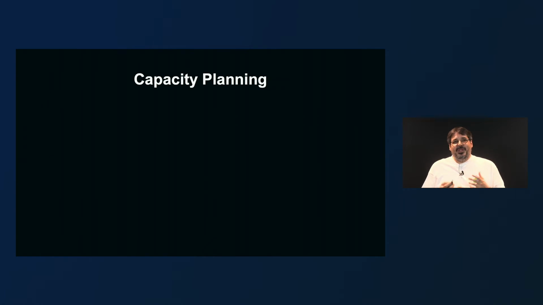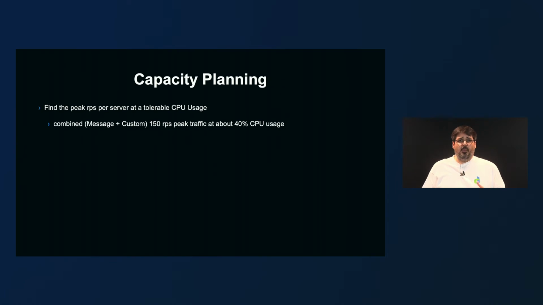So we couldn't really make very precise calculations in this regard. So we started by defining what we could consider a comfortable traffic peak. For example, we decided that we wanted each server to handle a peak traffic of 150 requests per second combined, meaning both custom and message sticker products, at about 40% of the CPU usage. And this helped us choose the specs for a single virtual machine.